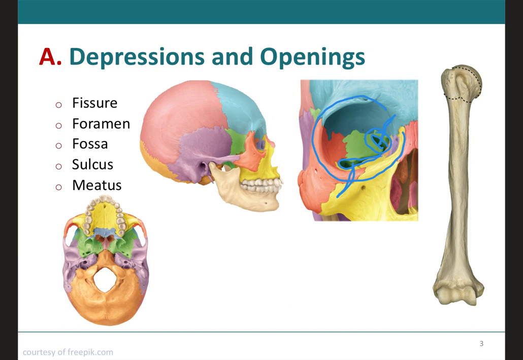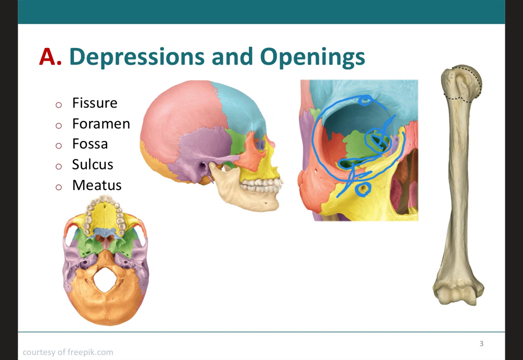A foramen is going to be an opening through which blood vessels, nerves, or ligaments pass. An example of a foramen is going to be this one over here. This one is the infraorbital foramen. So infra, below the orbit, and it's a little hole, a rounded hole. So infraorbital foramen. If we have an infra, we also have a supra. So up here you can see the supraorbital foramen.